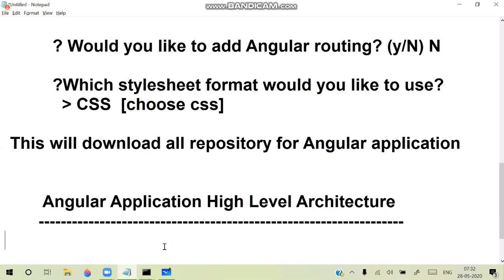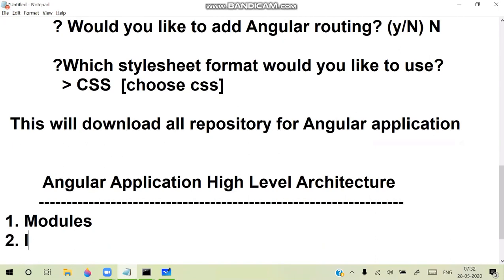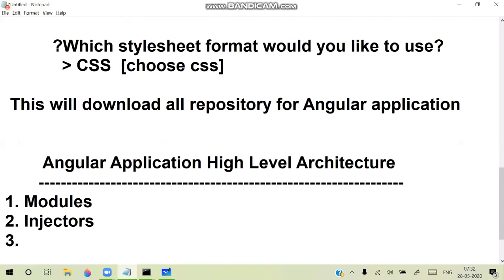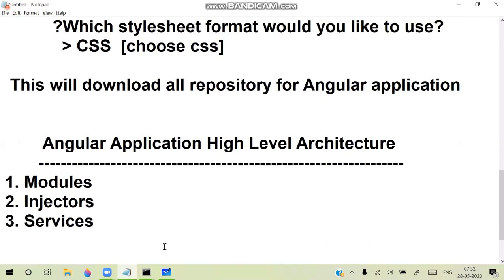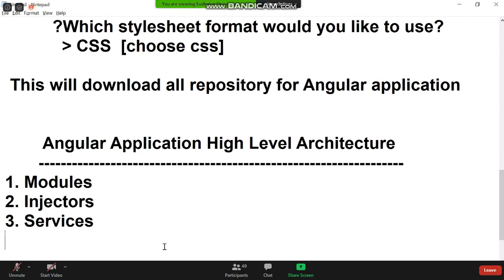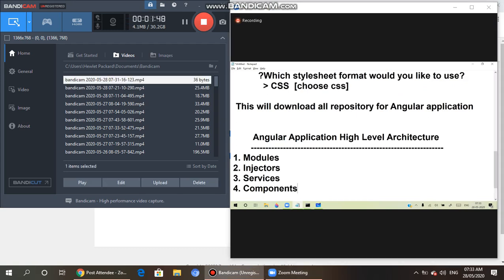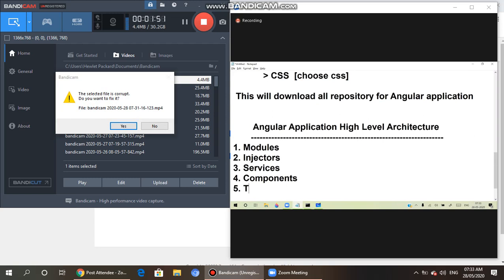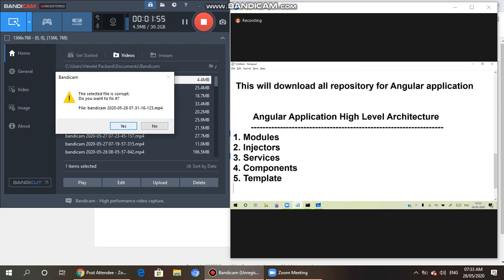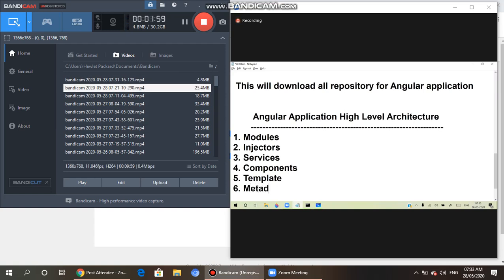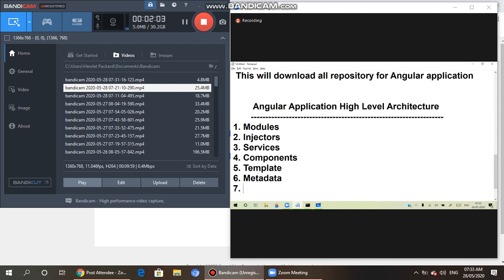So at high level, an Angular application usually comprises of modules, injectors, services, components, templates, metadata, and directives. These are the important terms you need to understand.